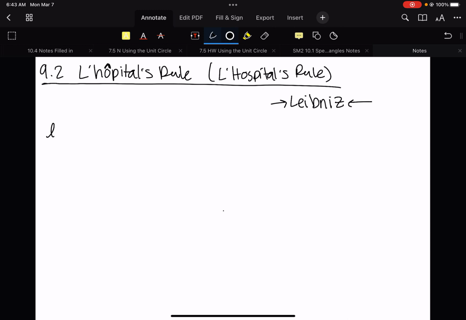What L'Hôpital did for us is he gave us a way to evaluate limits such as the limit of the sine of x over x. Remember, the first way that we always try to evaluate limits is that we just plug in zero. In this case, we get 0 over 0. You guys did some practice last time knowing that this is called indeterminate form.